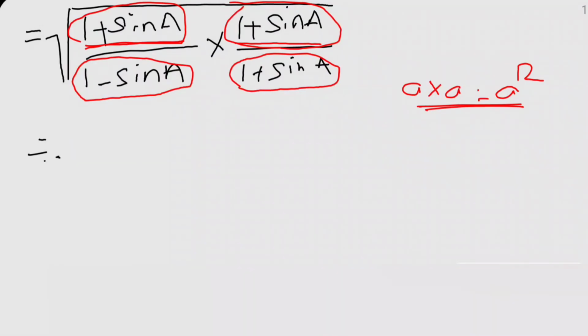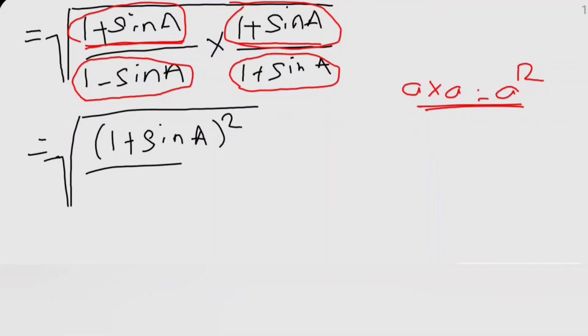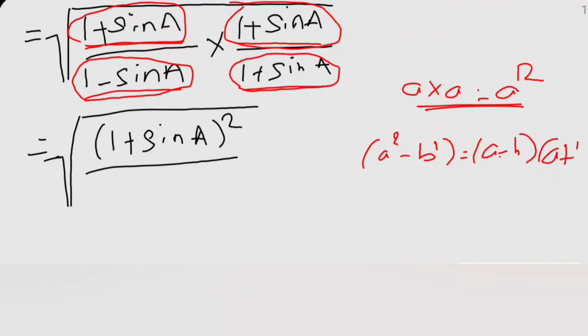So here under root 1 plus sin A whole square and this divided by 1 minus sin A into 1 plus sin A. We can write 1 square minus sin square A because we know the identity A square minus B square is equal to A minus B into A plus B. In the denominator we got 1 square minus sin square A. See here A minus B, A plus B: 1 minus sin A into 1 plus sin A becomes 1 square minus sin square A.